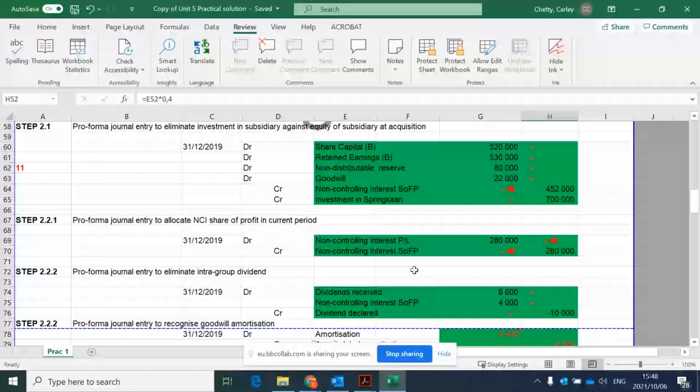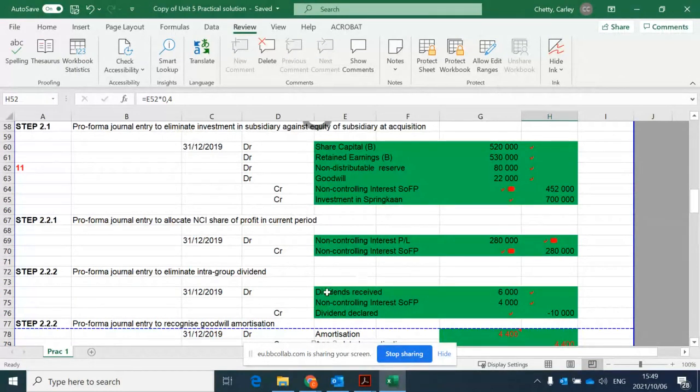Then we need to have a look at this intergroup dividend. So remember that in the individual books of the subsidiary and the parent, it is okay to have this dividend received by the parent from the subsidiary. But when we're preparing the group financial statements, it's basically we've declared a dividend to ourselves, which is very strange and not proper in terms of accounting. So we need to eliminate this intragroup dividend.